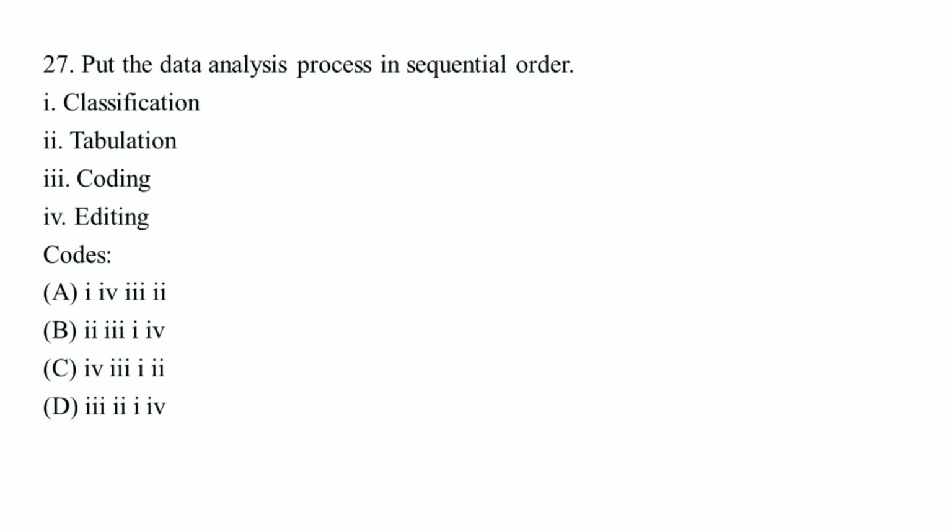Next one, put the data analysis process in sequential order. Here the options are classification, then tabulation, coding, editing. So we have to arrange the data analysis process in a sequential order. From the code, the right answer is option C, which means the first process in data analysis is editing, then coding and classification, and last one is tabulation.